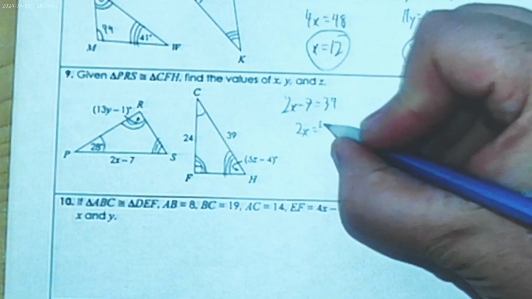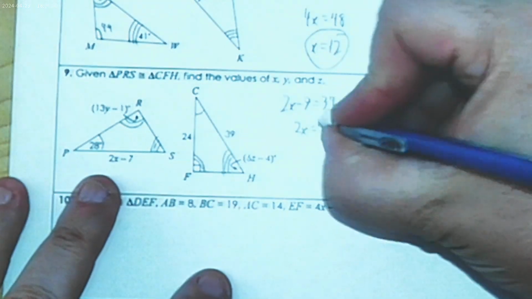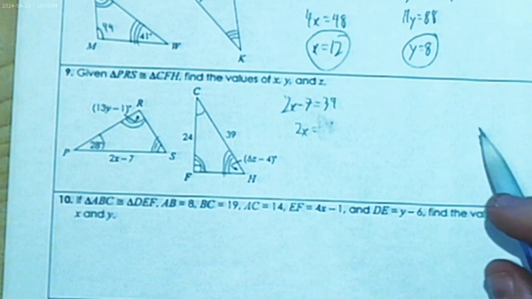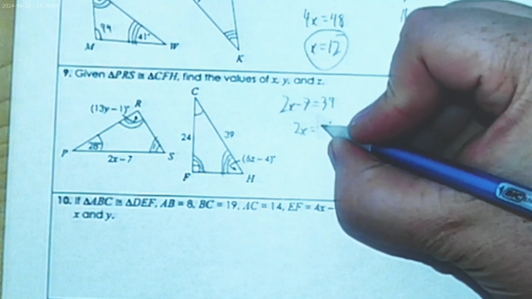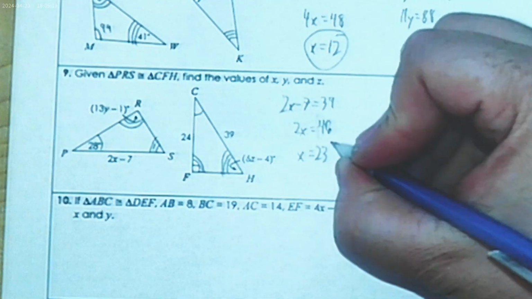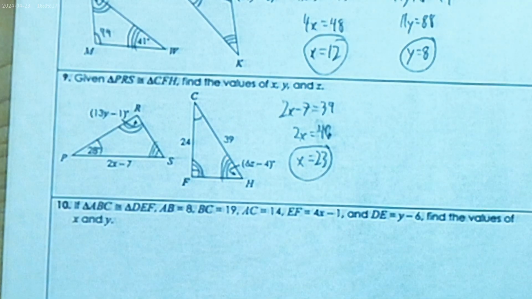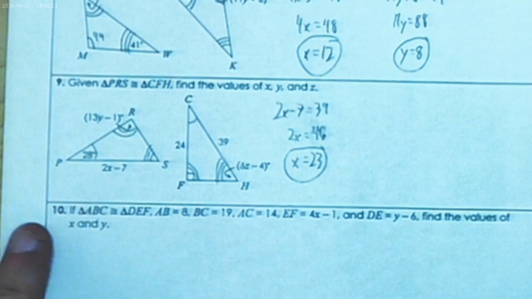2x equals 47. No, it's 30. 2x plus 7 equals 39 plus 7. Why did I think 39 plus 8? All right, that's 46. x equals 23. All right, so x equals 23. We're in good shape. I have no idea why I saw that and read 38. Anyway, let's move on to y.